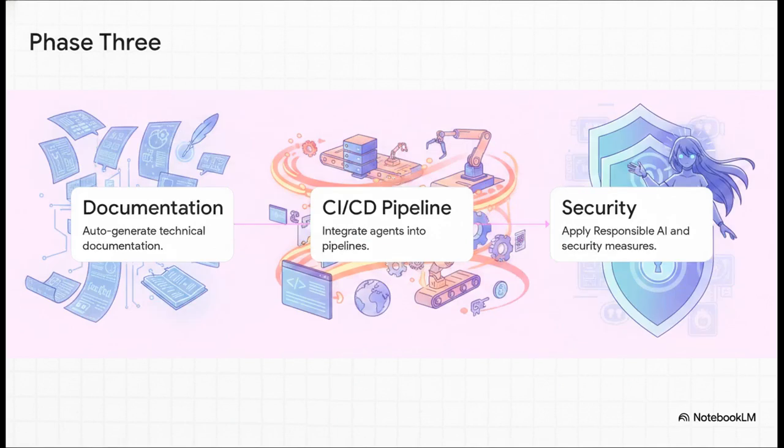Finally, Phase 3 brings the whole shebang together. You'll teach your agent to auto-generate comprehensive technical docs that match your code perfectly. You'll integrate these agents into CI/CD pipelines so your software automatically tests and updates itself. And most importantly, you'll lock down your enterprise agents using least privilege security. You're ensuring your AI only gets access to the exact tools it needs and absolutely nothing more.